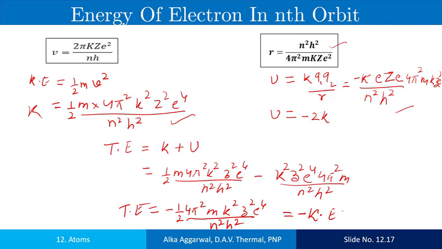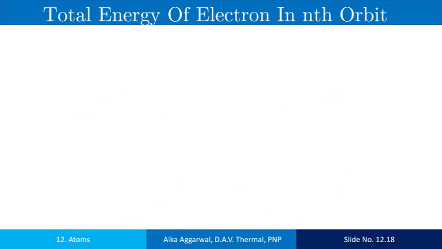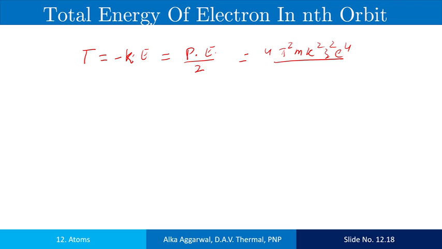negative of the kinetic energy. So we can see that the relation is: the total energy of the electron is equal to the negative of the kinetic energy of the electron, or we can say it is half of the potential energy of the electron, and this is equal to 4 pi square m k square z square e to the power 4 upon 2 n square h square.